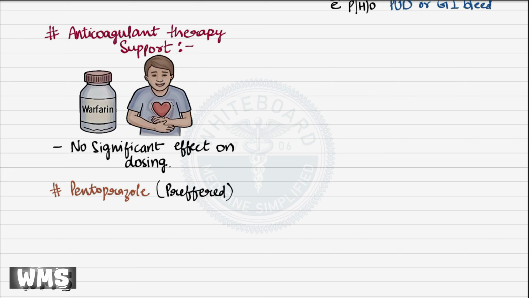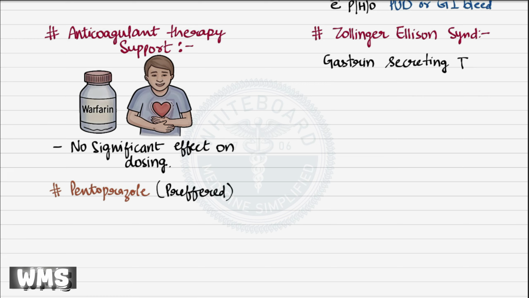Although the evidence supporting routine PPI use with corticosteroids alone is somewhat limited, the risk becomes more significant when corticosteroids are combined with other ulcerogenic factors such as NSAIDs, advanced age, or a previous history of peptic ulcer disease. They are also considered the mainstay of treatment for Zollinger-Ellison syndrome. Zollinger-Ellison syndrome is a condition caused by a gastrin-secreting tumor called a gastrinoma, which leads to excessive stimulation of parietal cells and massive gastric acid production.